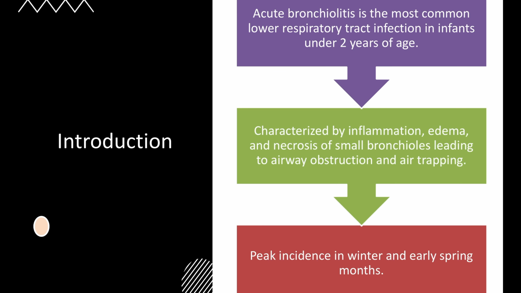So what is acute bronchiolitis? It is the most common lower respiratory tract infection in infants and children under 2 years of age. It is characterized by inflammation, edema, and necrosis of small bronchioles leading to airway obstruction and air trapping. Peak incidence occurs in winter and early spring months.